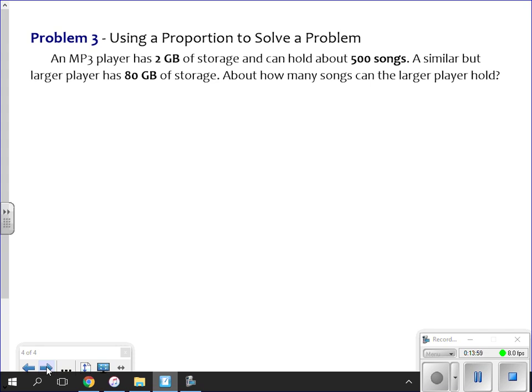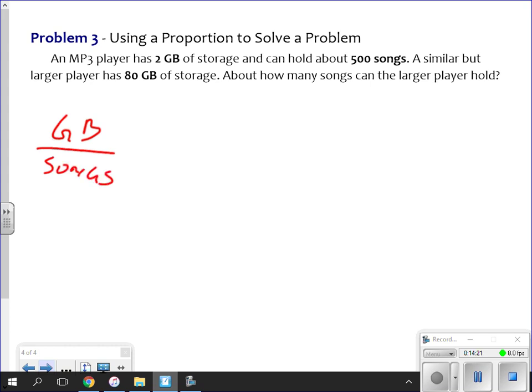We need to set up a ratio first. What are the 2 items, not numbers? I don't want to have any numbers. What are the 2 things that I am talking about and I am comparing? Gigabytes and songs. So what you do is you set up a fraction for gigabytes and songs.